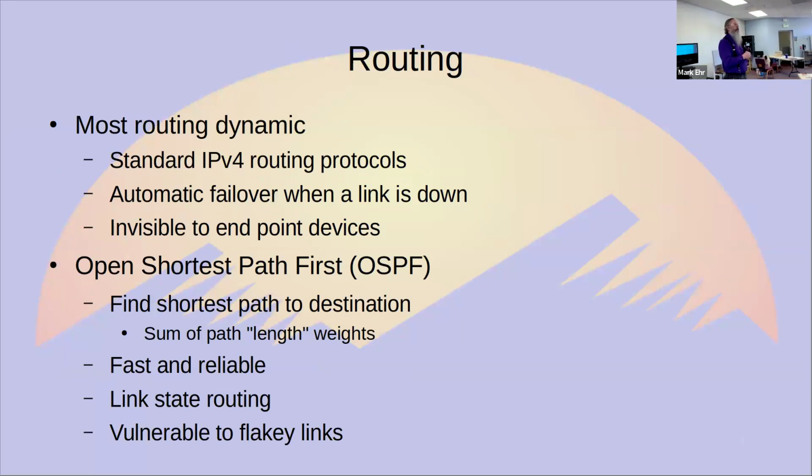So OSPF, the Open Shortest Path First, is kind of the important way to actually connect everything together. It's very fast and very reliable, but it is very intolerant of flaky links. So if you have a lot of noise on a link, or you have high packet loss on a link, OSPF doesn't work really well in that particular environment. So we try to not have really messy links in that sense.